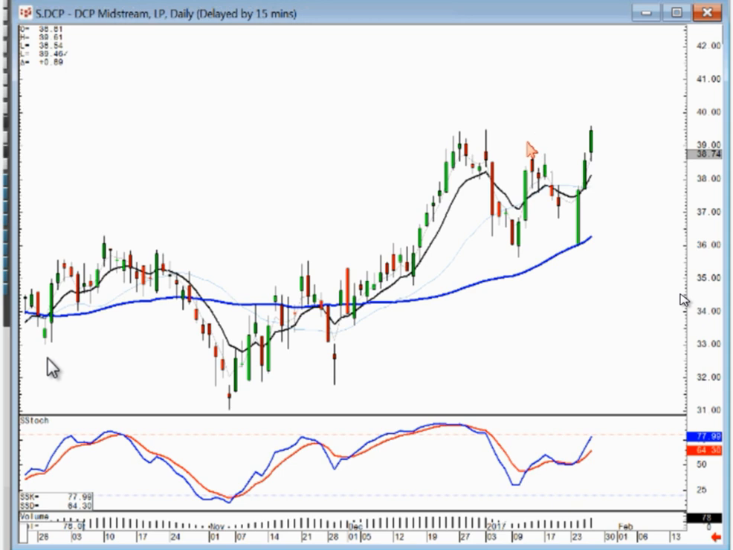Bob, a morning star is at the bottom of a trend. An evening star is going to be at the top of a trend. The evening star is a bearish reversal.